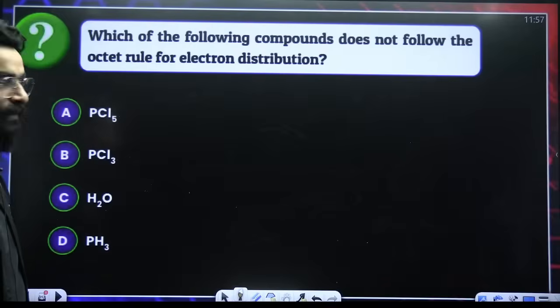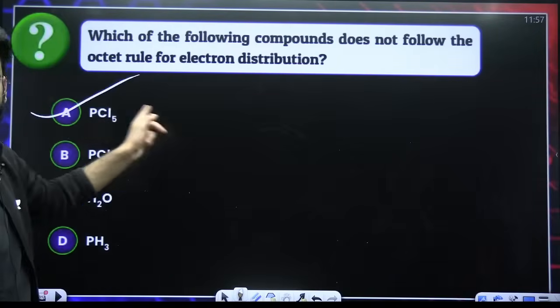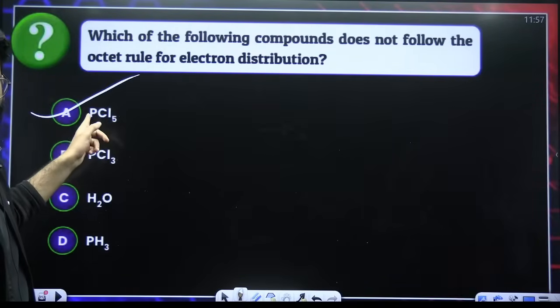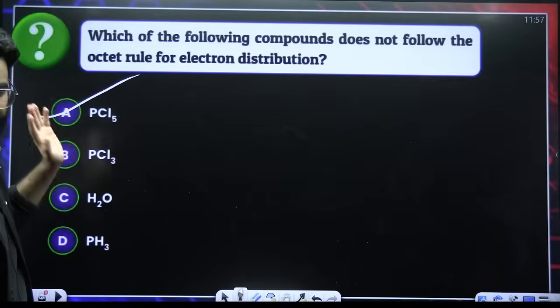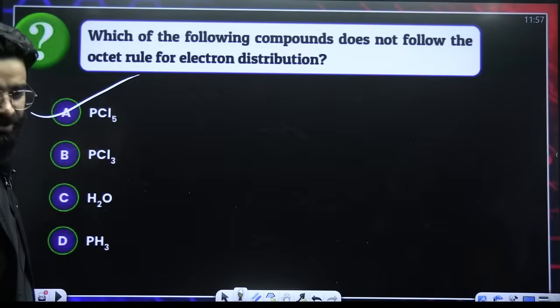Which of the following does not follow the octet rule? PCl5. So it has got 10 electrons in its outermost shell, right? The octet rule is failed here. It should have 8.